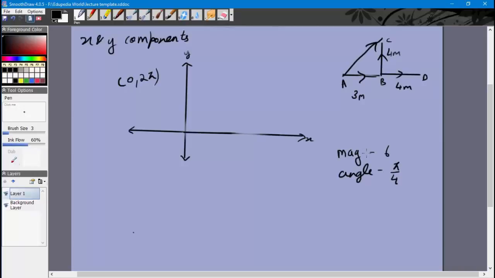A displacement of 6 meters east is a unique displacement. It doesn't matter whether you start from this point or you start from this point, right? The vectors will still be the same. So for the sake of convenience, we'll put one point at the origin. So we have 6 and we have 45 degrees.